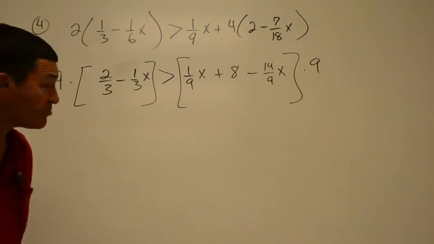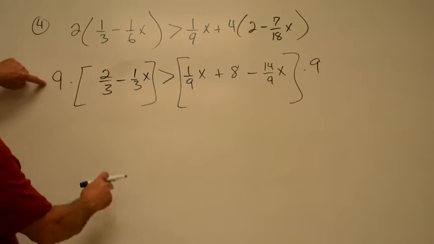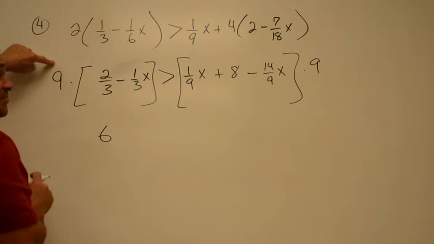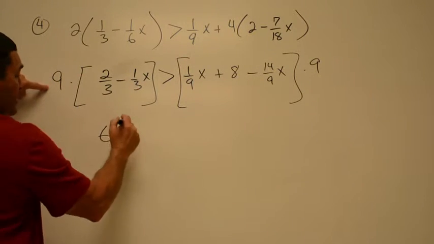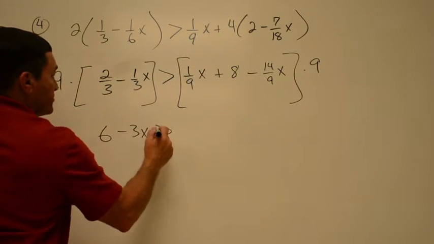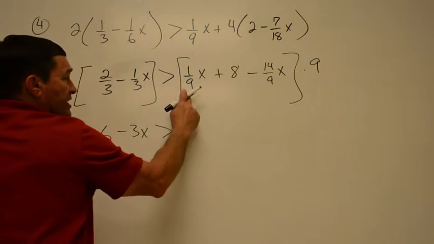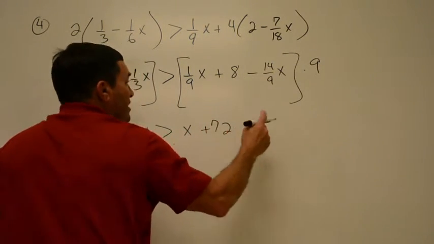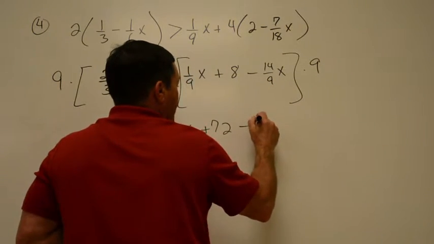And this is going to be slickered and boiled over. When I multiply 9 times 2/3, the 3 would cancel with the 9 and be 3 times 2 would be 6. When I multiply 9 times 1/3, that's 3x. When I multiply 9 times 1/9, I get 1x. 9 times 8 would be 72. Here the 9's would cancel and be 14x.